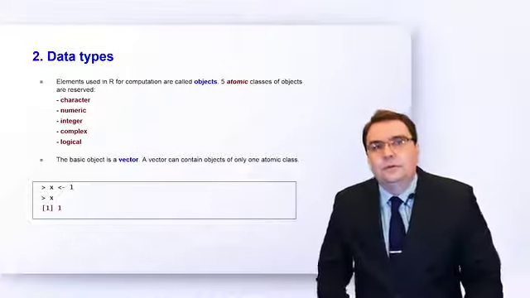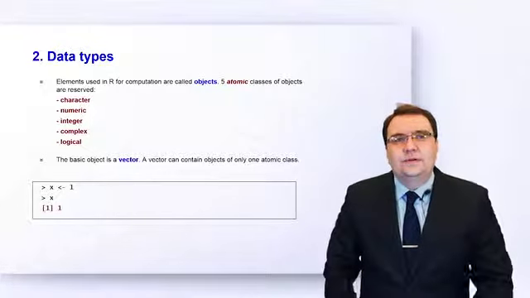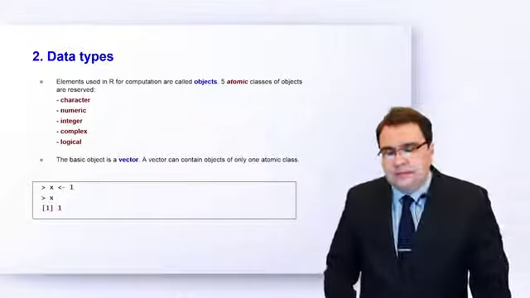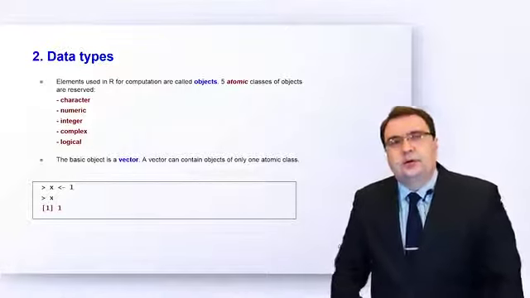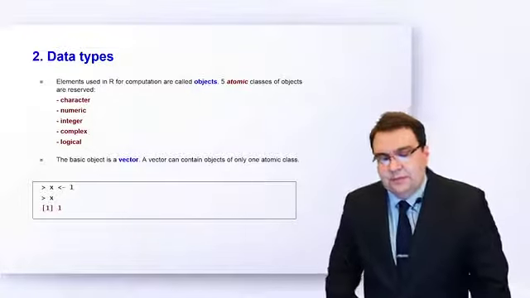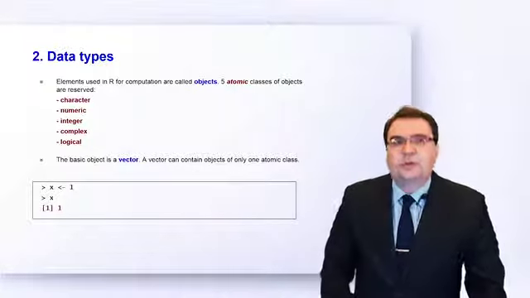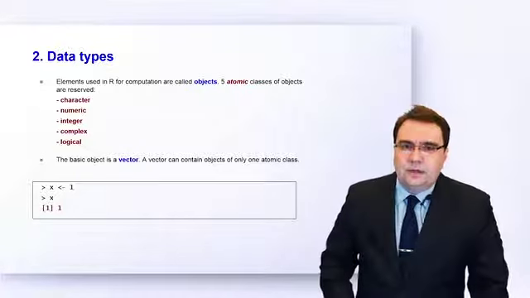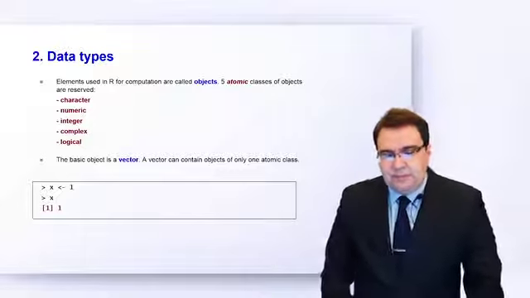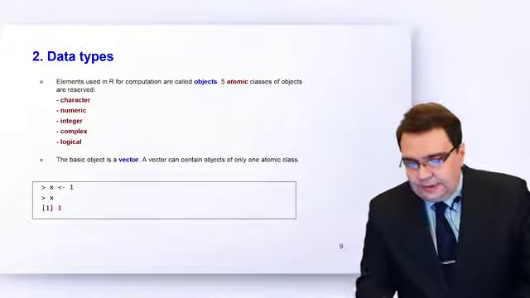Okay, we go from history to the next question, data types, and I would like to mention basic elements that are used to present data. They are called objects. So there exist 5 atomic classes of objects. The first one is character, numeric, integer, complex, and logical. These objects are used to present different data types. The basic object is a vector. A vector can contain objects of only one atomic class.